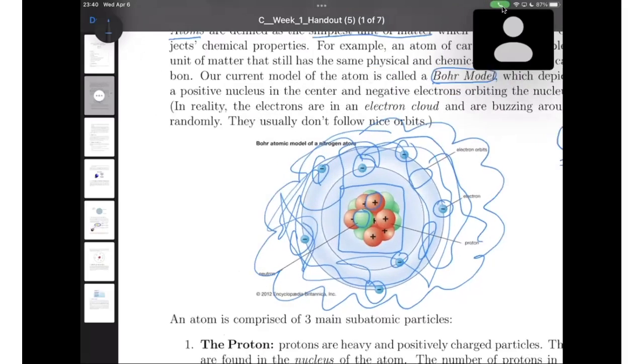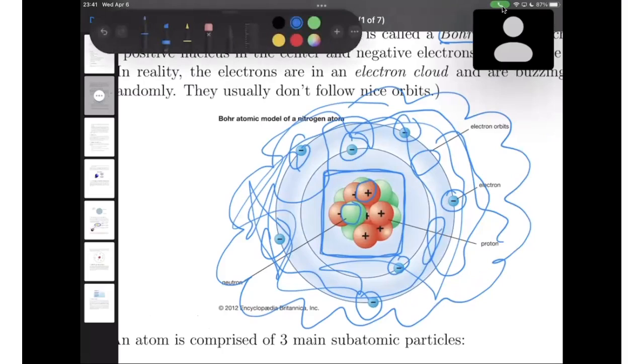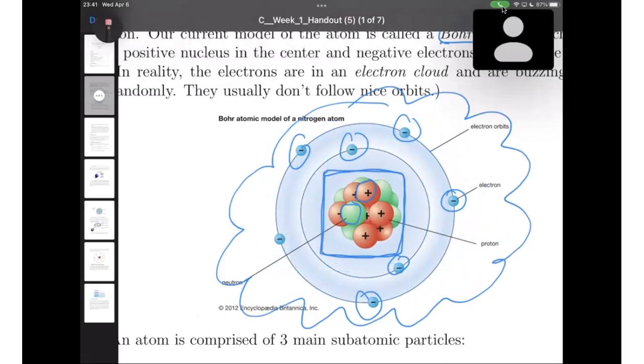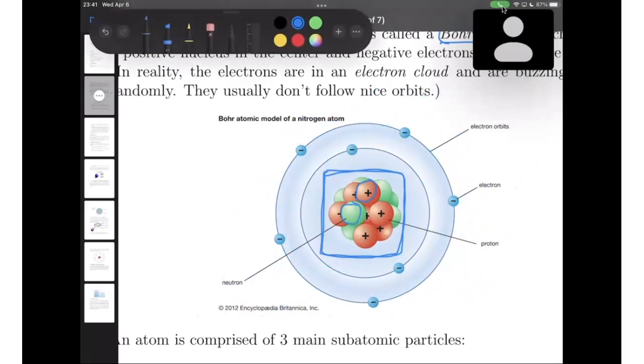For now, all you need to know is that in the center we have a nucleus with positively charged protons and neutrally charged neutrons, and on the outside we have some electrons that are moving around in random orbits around the nucleus.